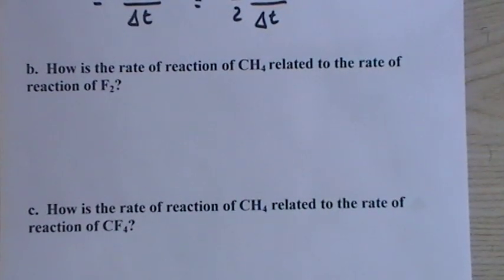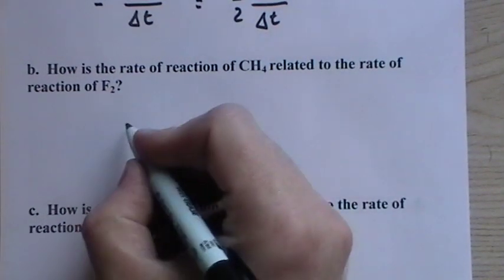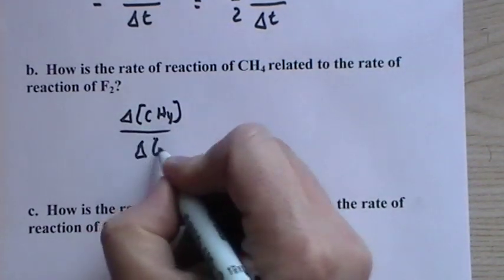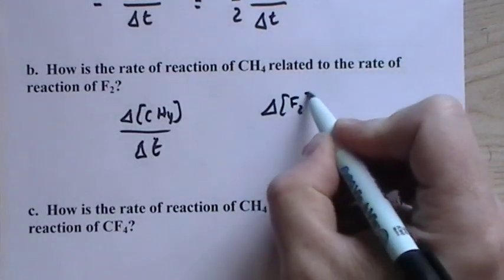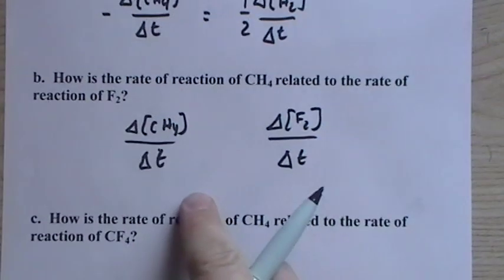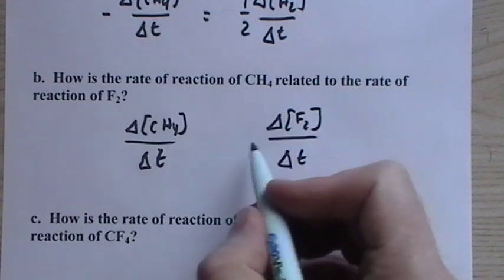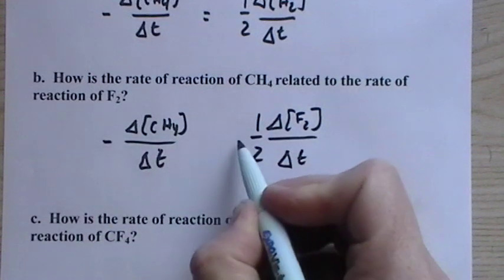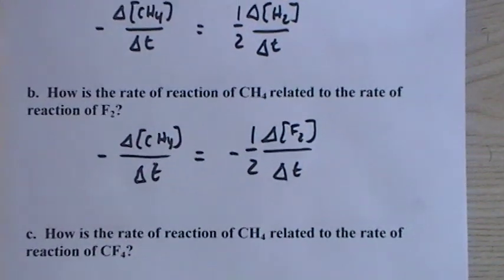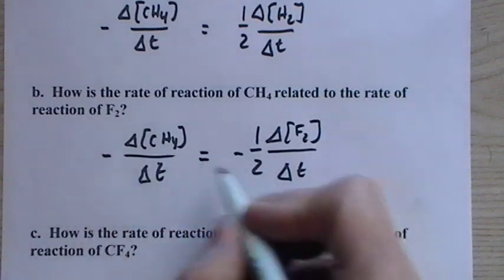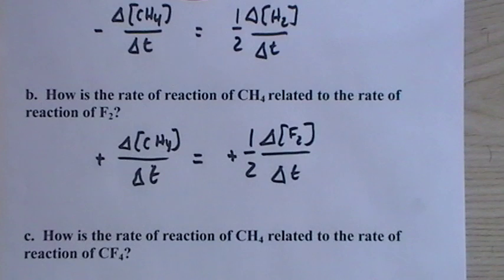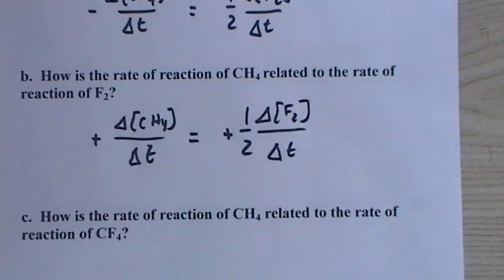How is the rate of reaction of methane related to the rate of reaction of fluorine? Well, the rate of reaction of methane is this. The rate of reaction of fluorine is this. We already knew that. They're not the same though. We take 1 over the coefficient and negative of both sides because they're reactants, and now they're equal. Of course, you say, well, there's 2 negatives. You could certainly get rid of those, but it's a good thing to do kind of mechanically. Just make sure you get everything in there, and then reduce it if you need to.